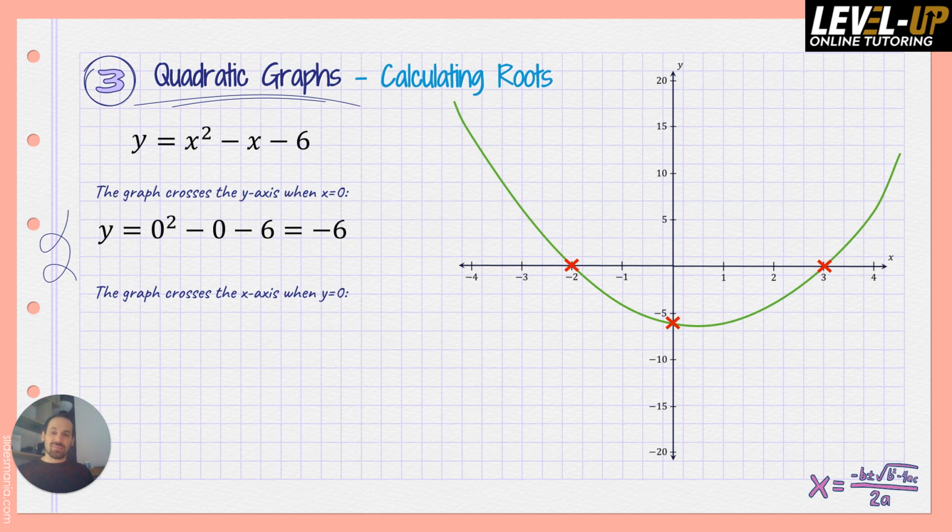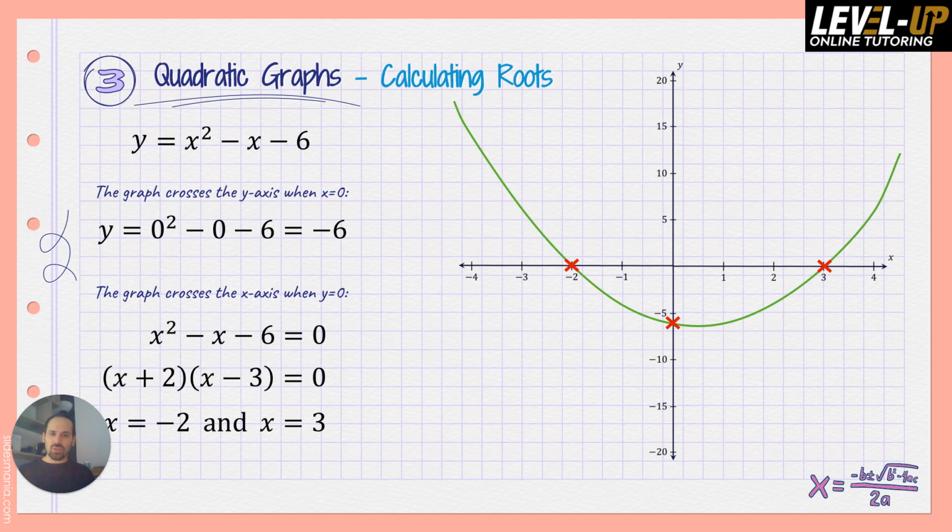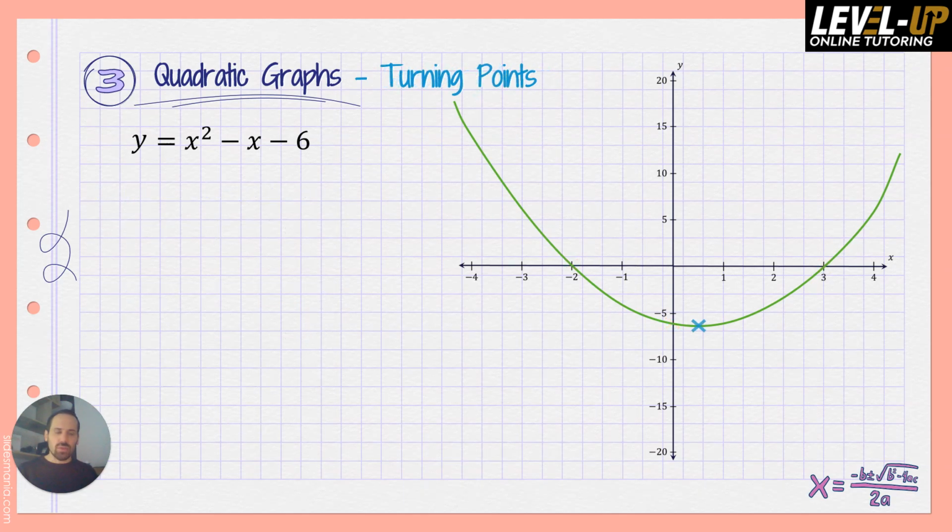The graph crosses the x-axis when y is 0. That's when we're at the x-axis, isn't it? So if we substitute in y equals 0, we get this. And we've seen this before. We know how to solve this. You can use any one of your methods, but I've used factorization here because we can. And you then get your two solutions, x equals -2 and 3. And you can see that is where it intersects the x-axis. So we've got that.